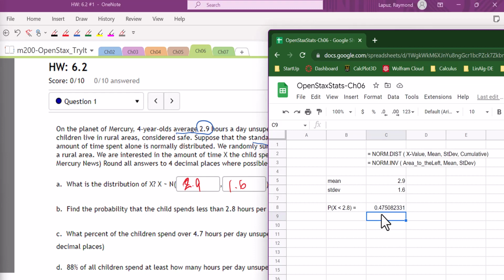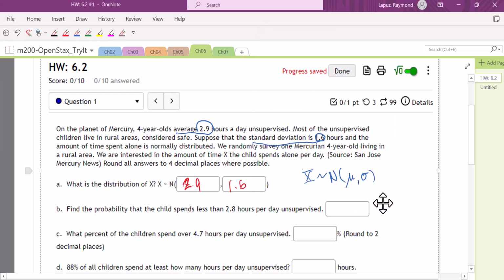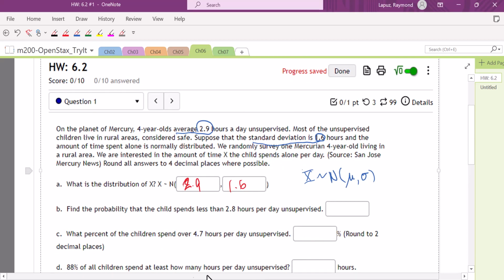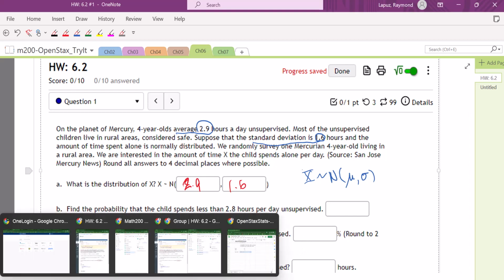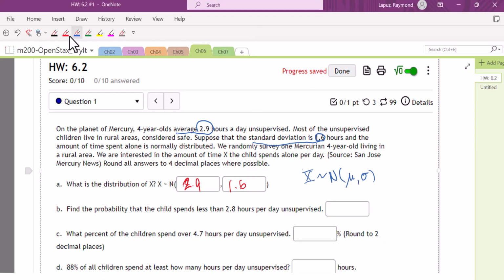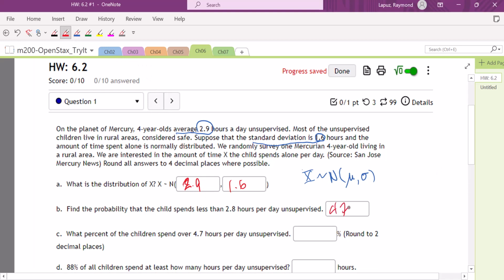All right, so it looks like our value, when we round off to 4 decimal places, is 0.4751. Let's actually capture this so that we can put it in our notes here. Oops, that didn't work. Let's just get the answer then. So we're looking at the answer to be 0.4751. All right, so that's our first probability.